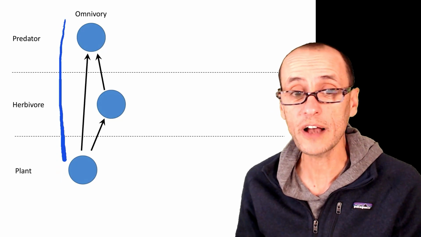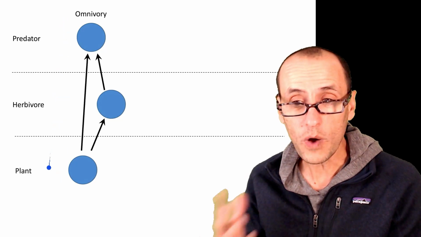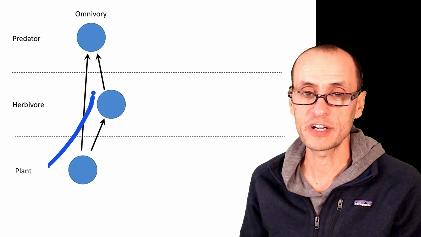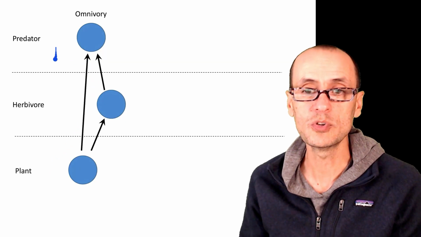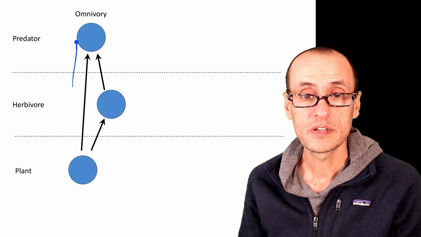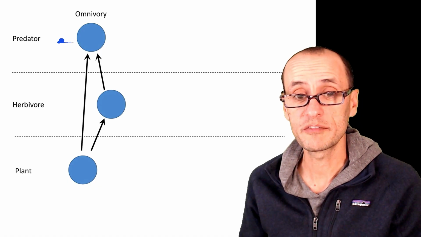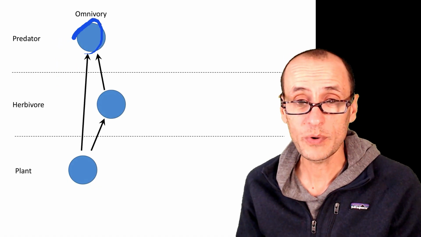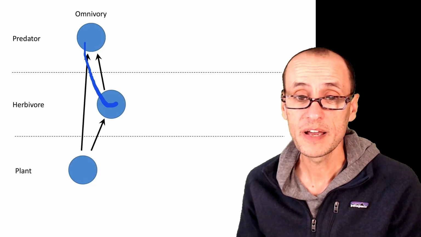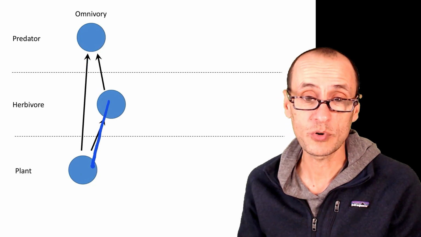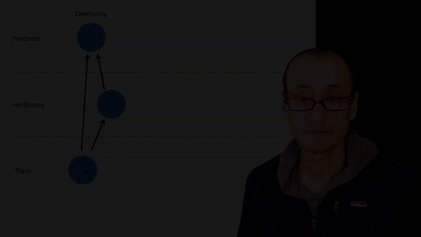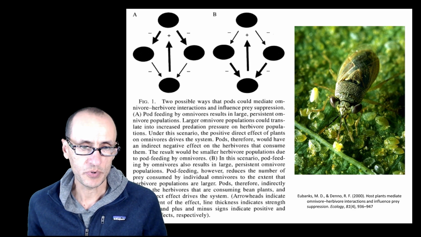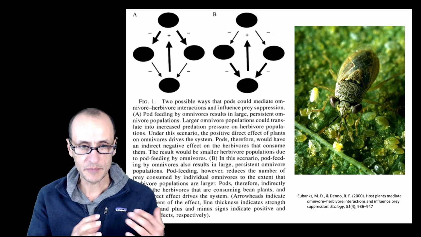So feeding across trophic levels is one definition of omnivory. There's actually some nuance to that as well. So just like in the previous example of predators feeding on predators, we can ask ourselves, what is going to be the consequence of having this omnivore in a system that feeds both on these herbivores and on these plants? Okay, let's take a look at this example here, which has to do with omnivory.